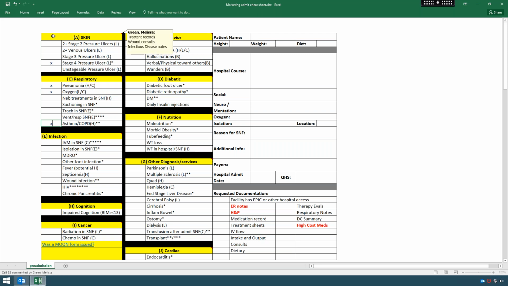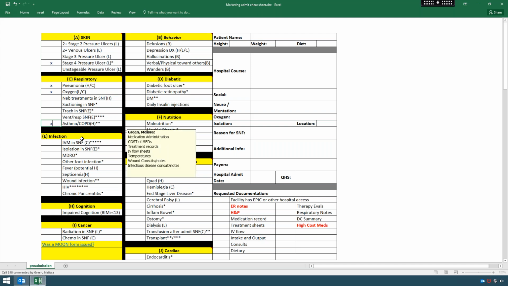So if you were to look at skin and hover over this yellow part, it's telling you that from the hospital to support the stage 4 pressure ulcers, we'd be looking for their treatment records, their wound consults, any infectious disease notes. For the respiratory, we would be looking for the respiratory consult notes, medication administration records. If they had something with infection, we would be looking for the medication administration record, the cost of those meds, any treatment records, IV flow sheets, vital signs with temperatures, wound consults, infectious disease. We don't need all of those on every patient, but it will be based on which check marks you place here underneath that infection heading.